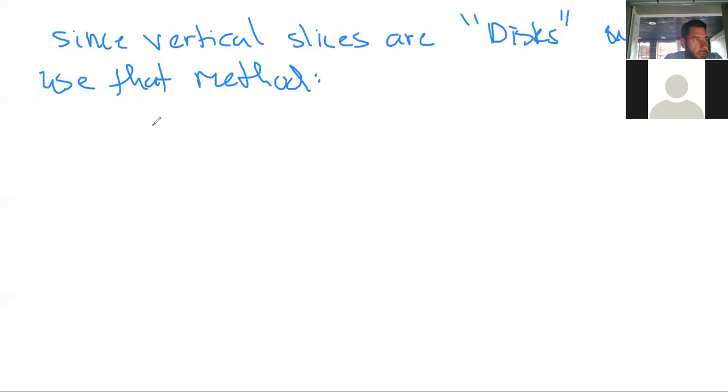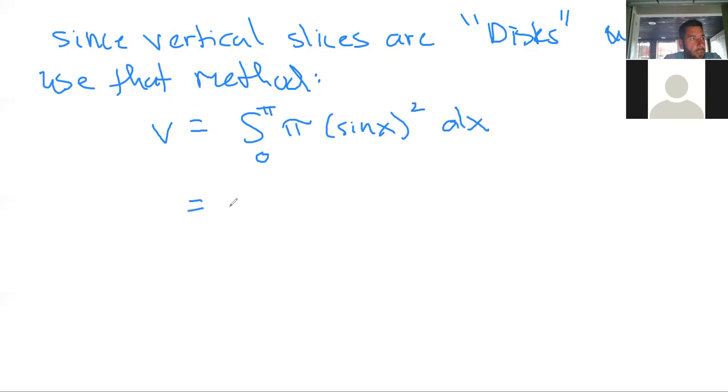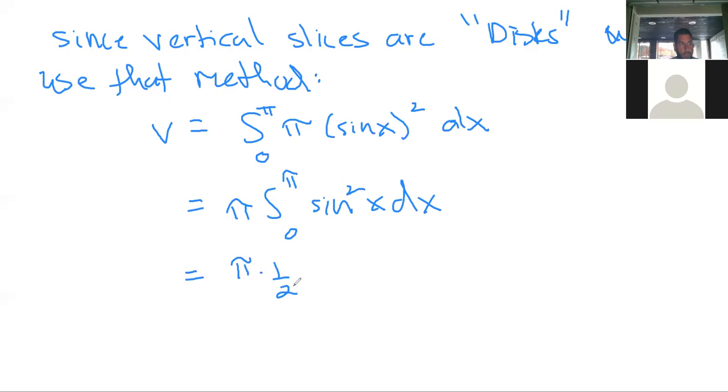The disk method says that this solid has a volume of the integral from 0 to pi of pi times the function squared. So it's going to be pi times the integral of sine x quantity squared dx, which becomes pi times the integral from 0 to pi of sine squared x dx. And how do we integrate even powers? We integrate even powers using this half angle formula. So it's pi times 1/2 the integral from 0 to pi of 1 minus the cosine of 2x dx.